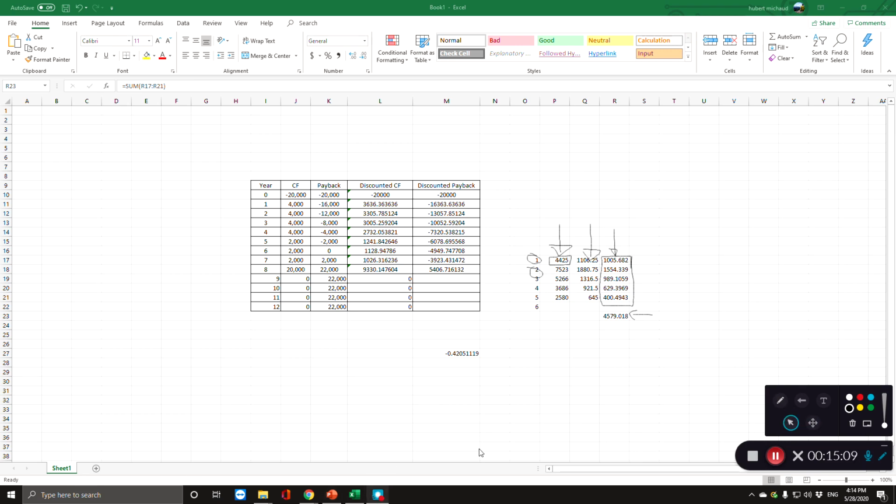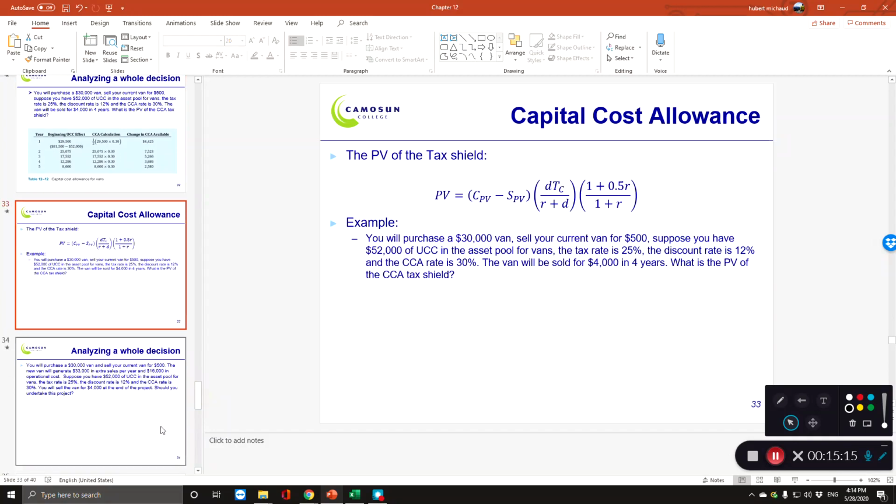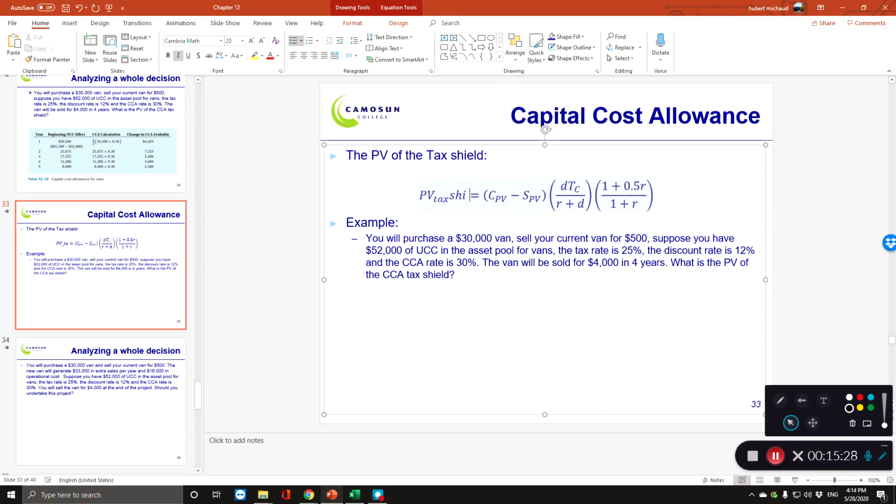You do not want to do this most of the time in the class, so you actually just have to do this. Okay, this is always going to work if we don't close the asset class at the end of the project. This is the PV of the tax shield. I should probably write it like that. Okay, this is the PV of our tax shield. It's basically just this equation here.